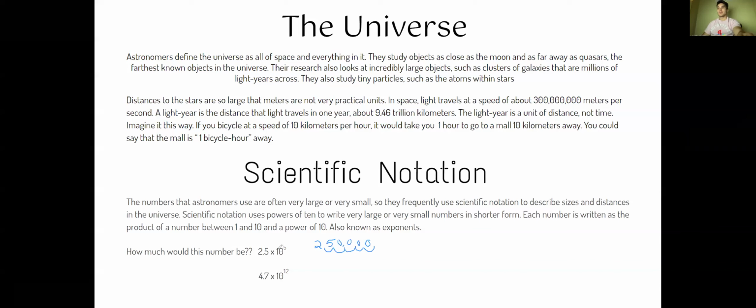If this was a negative number, though, which does happen, you would go to the left. That's all. Negative exponents make the number smaller, go to the left. Positive exponents make the number bigger, go to the right. What about this one, Elena? Can you do 4.7 times 10 to the 12?